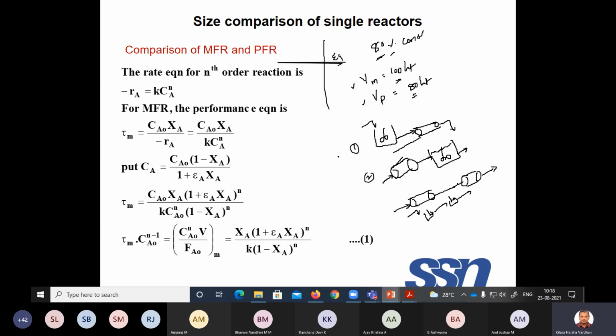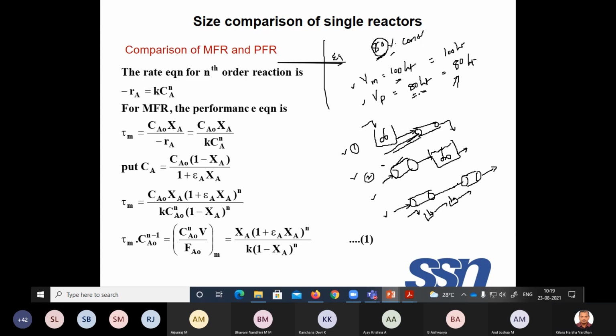In all the four cases, if your conversion is the same, the volume required for this, or for this, can change. So you can get this same 80% conversion. Here you are using 80 liters, right? Here you are using 100 liters. So if you use this particular arrangement or this one, the volume required for both the reactors will be much lesser than this. That is 80 liters is what you are claiming. This is the best, right?